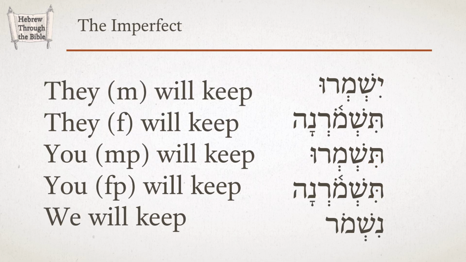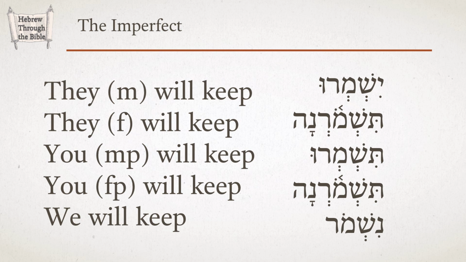Now I'll read the plural forms. Yishmeru, Tishmorna, Tishmeru, Tishmorna, Nishmor. Once again, you can see that all imperfect forms add something to the front. Third masculine singular and plural adds a yod. Second person forms always add a tav. First plural adds a nun. Many imperfect forms also add something on the end, as you can see.